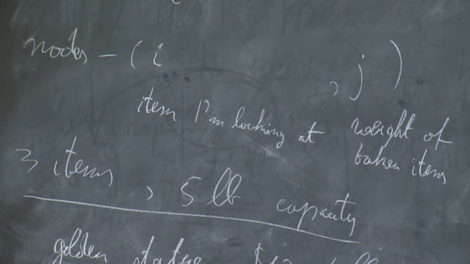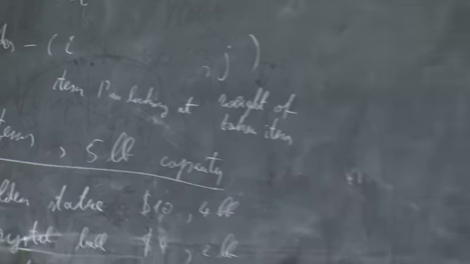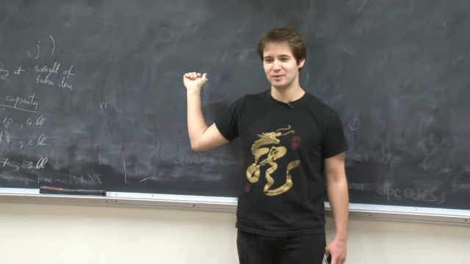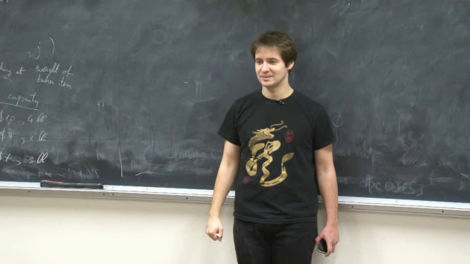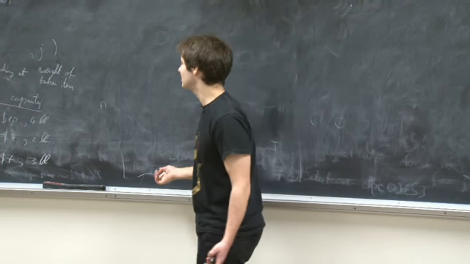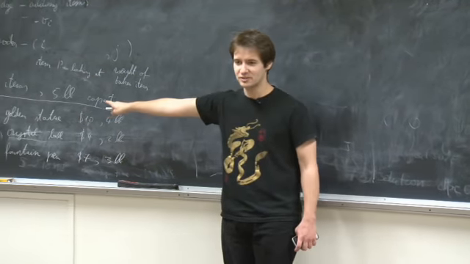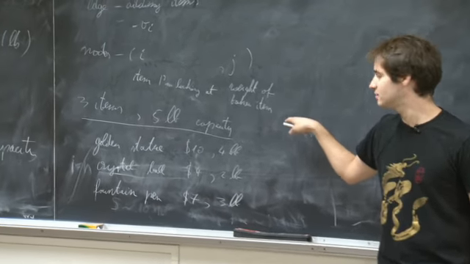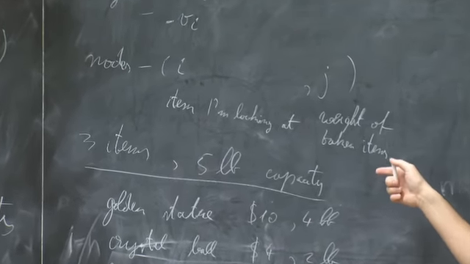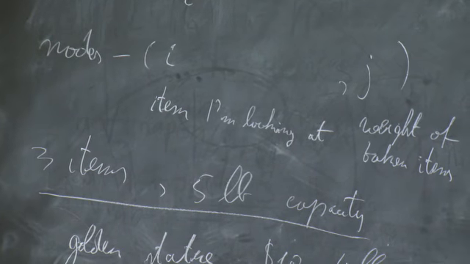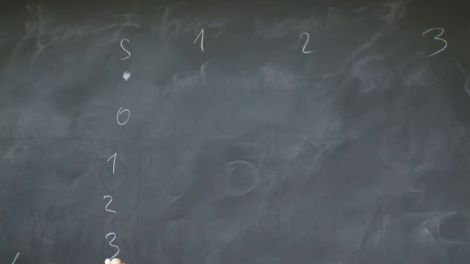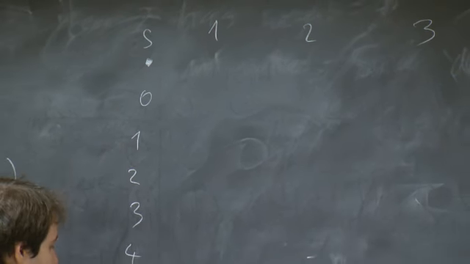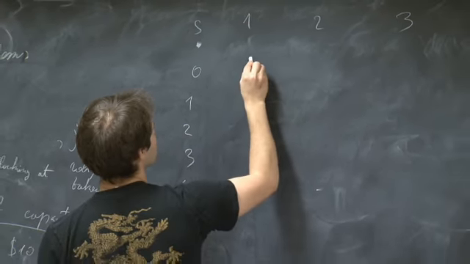4, 2, 3, 5. OK, who bids? I heard so far 2, 3, 4, 5, 6. Who wants to bid more? Not more than 6. So the answer is 6, right? The possible weights are from 0, which is an empty knapsack, until weight 5, which is a full knapsack. So weight 0, 1, 2, 3, 4, 5, 6. And I'm going to start drawing the nodes.